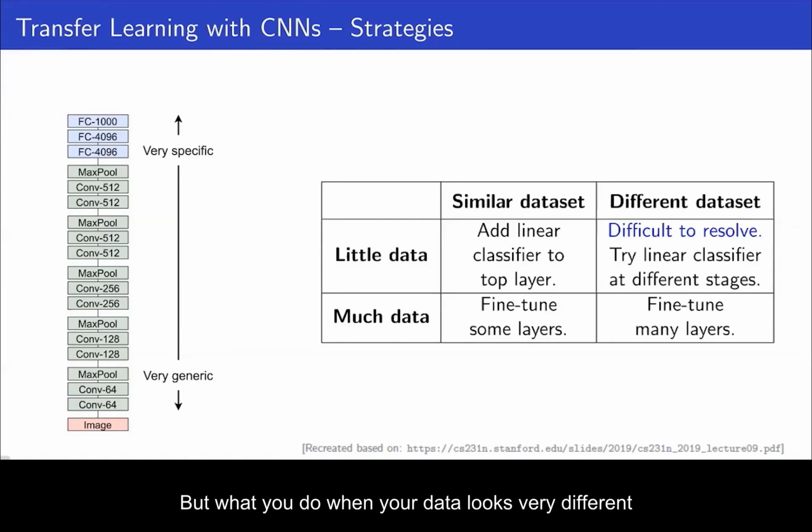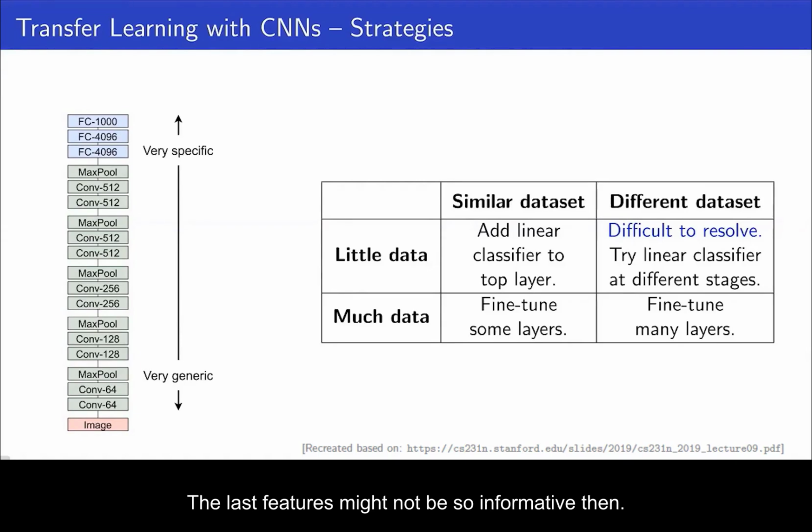But what you do when your data looks very different from ImageNet or whatever the last data set that you were pre-training on? For example, imagine that your small data set now, say it contains X-ray images, and your large data set was basically ImageNet, which has object categories such as cats and dogs and things like that. So these are also color images, and these are not X-ray images. So these two data sets are very different inherently, and you're going to have a bit of trouble here.